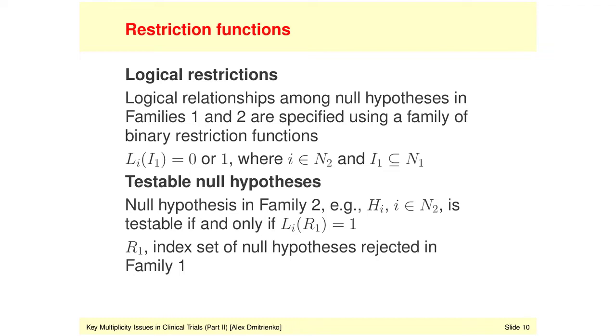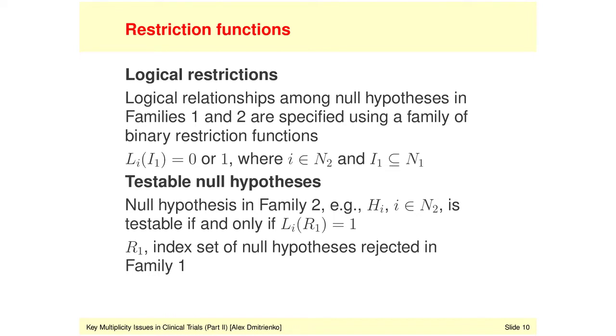And the restriction function, as you see on the slide, is denoted here by L. It depends on the index i, and that is the index of a secondary hypothesis that we're interested in testing. This function also depends on the index set I1, and that is the set of outcomes, or in other words, the set of significant tests or rejected hypotheses in family 1.